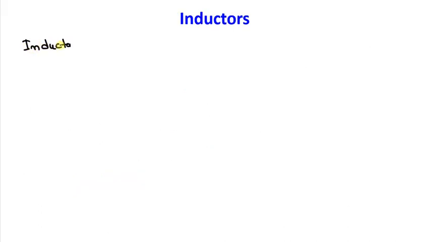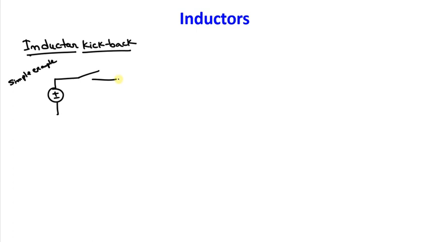Let us see the consequences of energy storage across an inductor in a circuit, which is also known as inductor kickback. We will illustrate this using a simple example. Let us consider a DC circuit. This is a switch. This is the inductor, which is connected with a 4-volt battery, say. And the value of inductance is 10 millihenry. Fine.